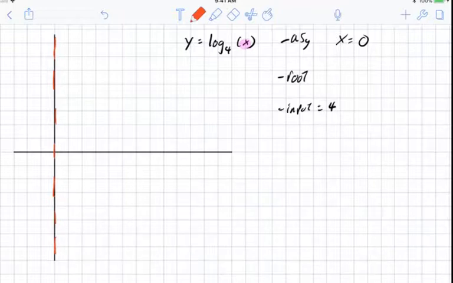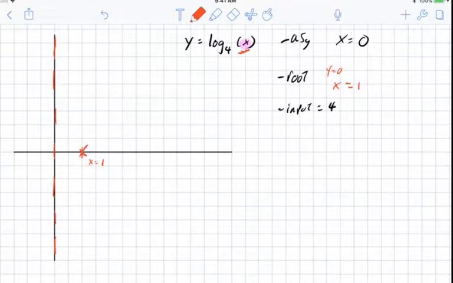Next, the root. The root, y is equal to 0, is going to be where the input is equal to 1. The input's x here. So at x is equal to 1, the output is going to be 0. You put a little x there.